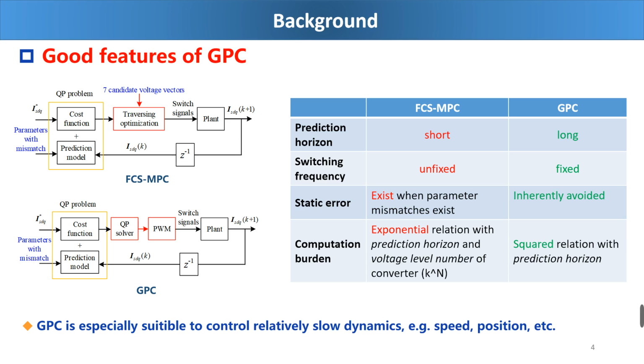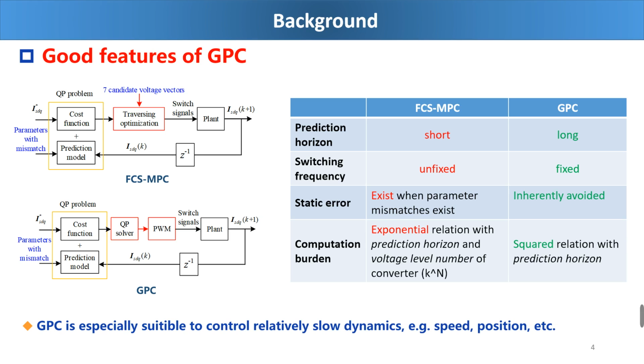And the static error, so the GPC can inherently avoid all the static error caused by, for example, the parameter mismatches, but the FCS MPC cannot inherently avoid this static error. So as for the computation burden, the GPC, its computation burden will increase in a squared relation with the prediction horizon, but the FCS MPC, its computation burden increases much faster because it's related with the prediction horizon and voltage level number of the converter in an exponential manner.